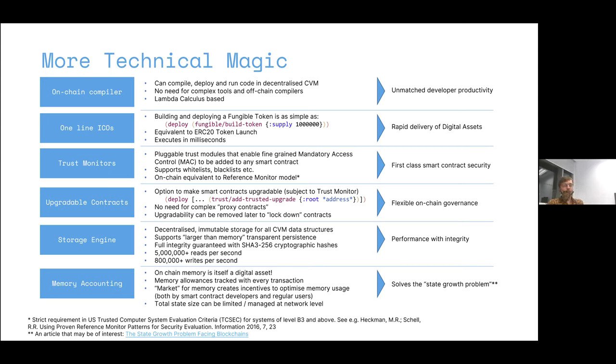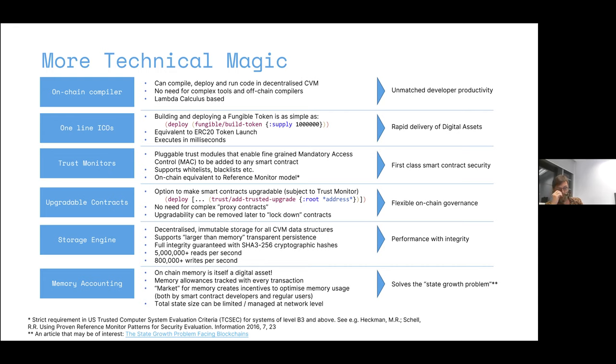We have trust monitors, so we have quite a sophisticated trust model. Obviously your accounts are protected by digital signature, but you might want to do something a bit fancier. You might want to have a whitelist of which users have the admin rights to your shop. This is what the trust model is all about. We have these upgradable contracts so that you can live upgrade smart contracts or upgrade the code. This is dangerous, so obviously use at your own risk, but it's a powerful capability for people who want to continue upgrading and enhancing their smart contracts.